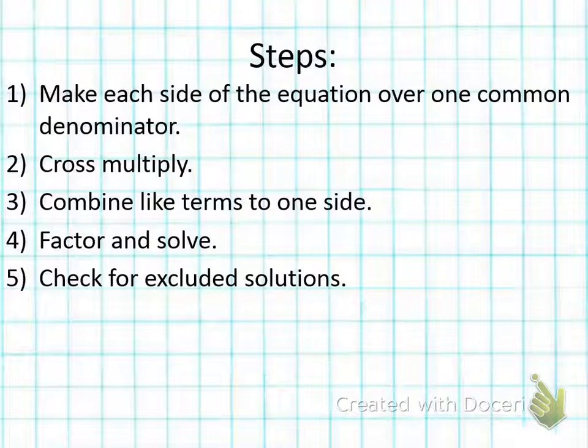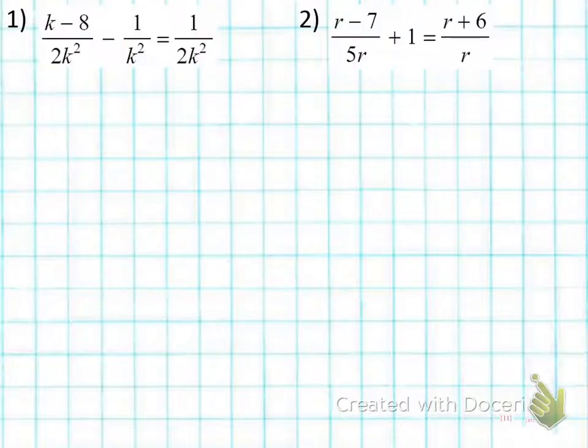Here are the steps. Make each side of the equation over one common denominator. Then we cross multiply, so we're using a little bit of algebra 1, pre-algebra stuff here. Right. Combine like terms to one side, factor and solve, and check for excluded solutions. And if we solve for an answer and it's also excluded, we call that extraneous. Meaning it should be an answer, but it's not because it's excluded.